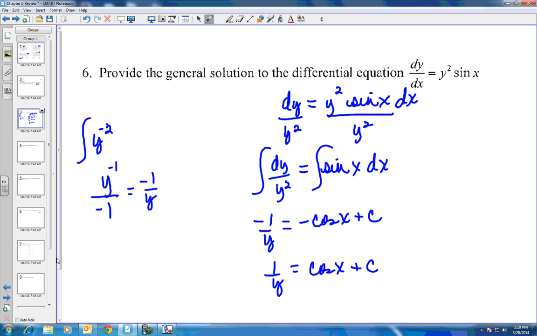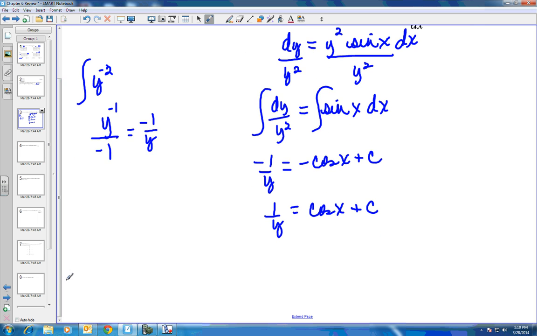I don't want 1 over y. I want y. So doesn't it make sense if I flip this side over? I can do whatever I want to an equation as long as I do it to the same side. So if I flip my left-hand side, that's y. Flip my right-hand side, that's 1 over cosine x plus c. Now, if you rewrote 1 over cosine x as secant x, then that's fine. Okay? And then that's my answer.